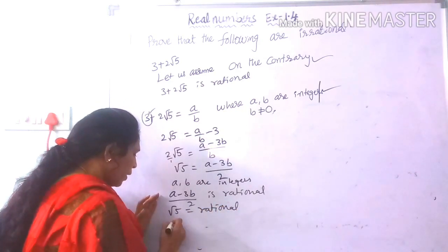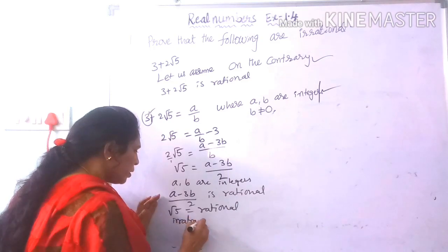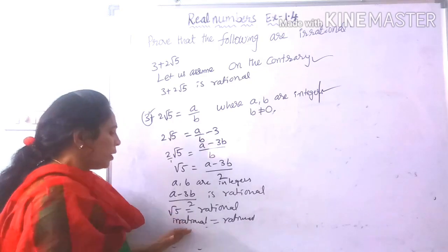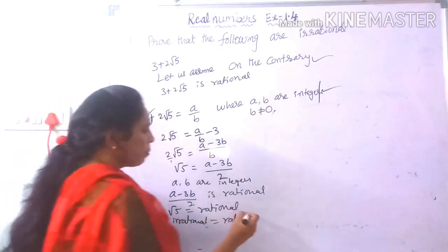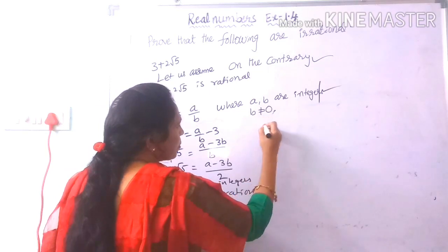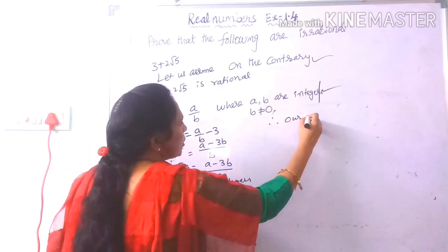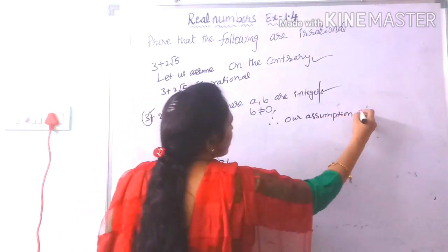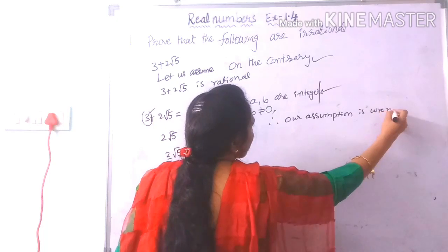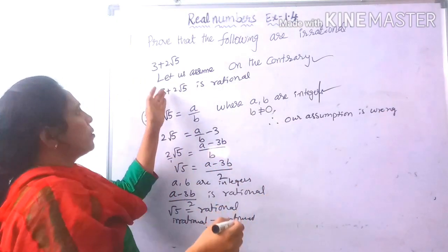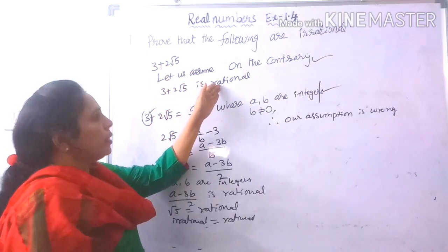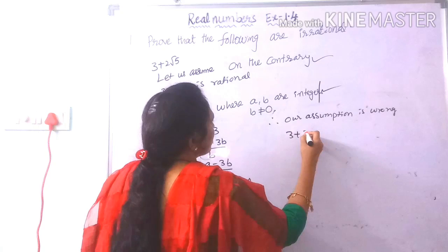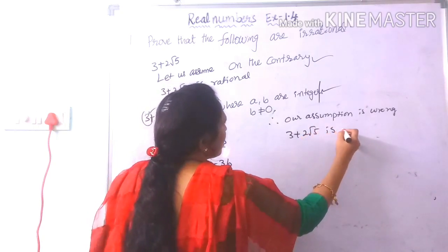Root 5, we have known, is irrational. So irrational is equal to rational. An irrational number cannot be equal to a rational number. So our assumption is wrong. What we have assumed, that 3 plus 2 root 5 is rational, is wrong. So 3 plus 2 root 5 is irrational.